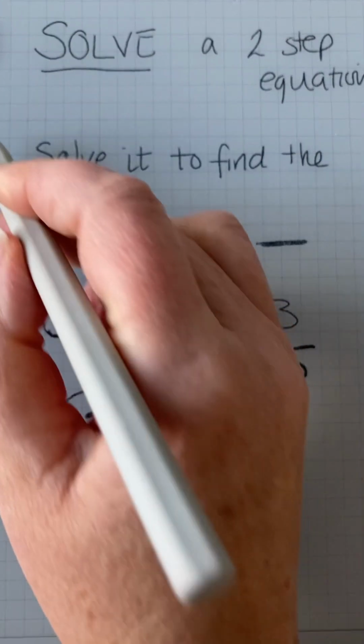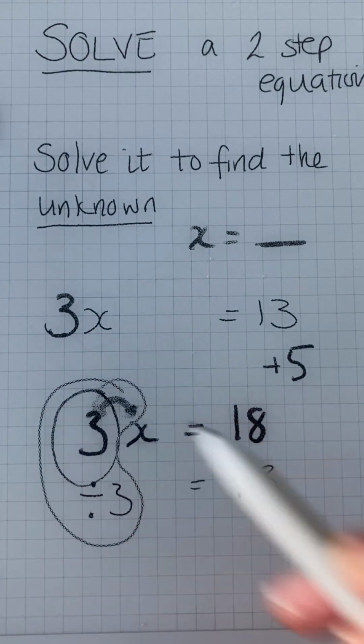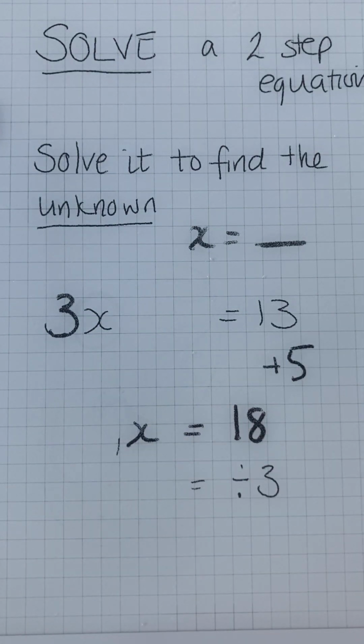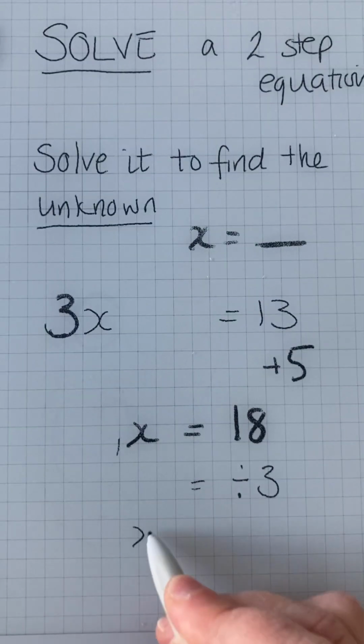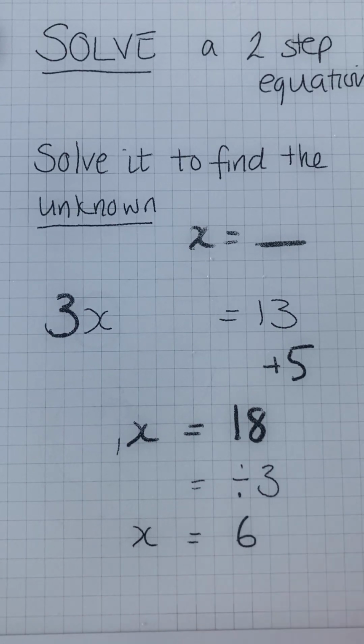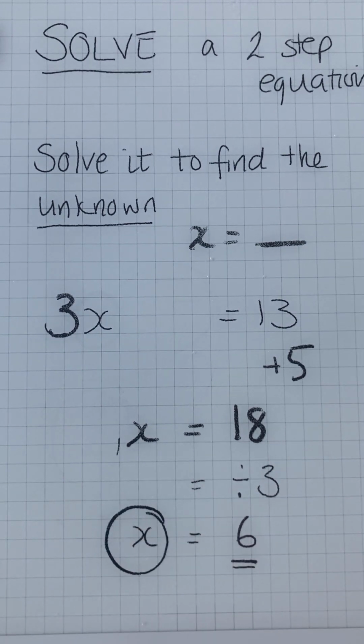So divided by 3, that's got rid of that 3 here. So bye-bye 3. There it goes. But I need to divide by 3 on this side, so I'm going to end up with x equals 6, because 18 divided by 3, I hope, is 6. And there I have solved that equation. I know what the unknown is. I know it's x.